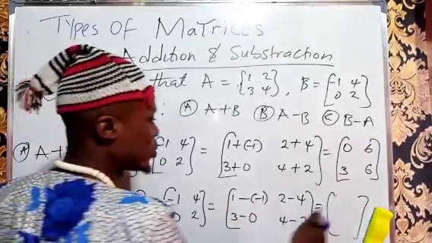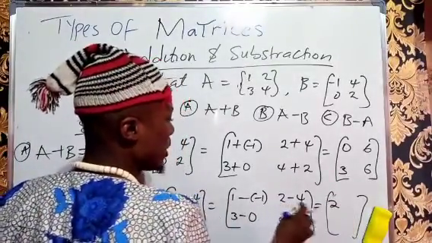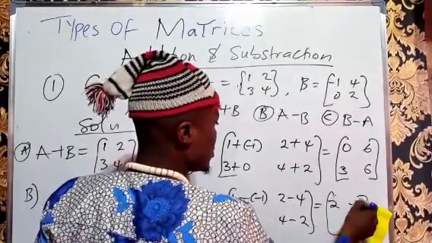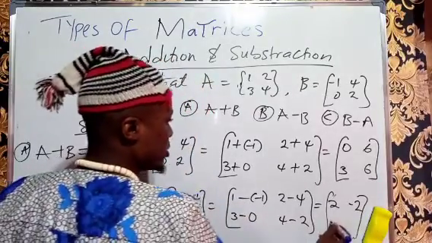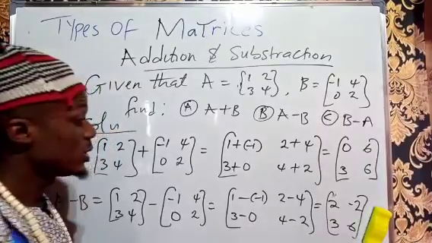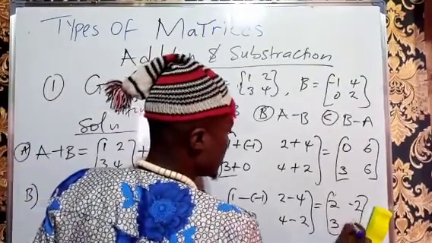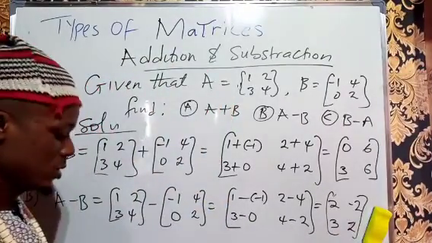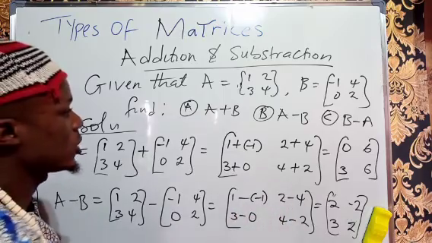So when you have 1 plus 1, this will give us 2. 2 minus 4 will give us minus 2. 3 minus 0 is still 3. And 4 minus 2 is 2. Okay, so that's how to get the subtraction.